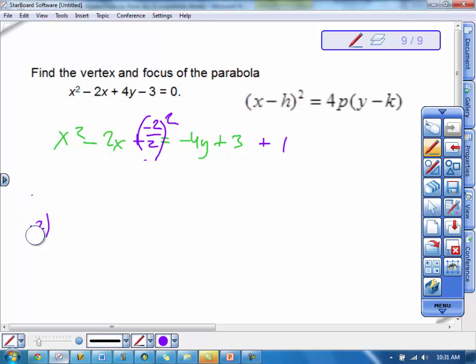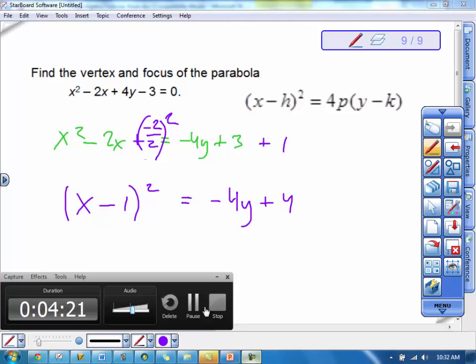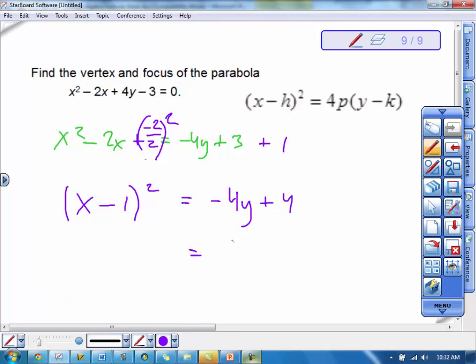Okay? Now, when you factor this, this becomes (x minus 1) squared. And on the right side, I have negative 4y plus 4. Next, I would factor out a negative 4, in which case that gives me (y minus 1). And now I have it in standard form if you compare it up here.